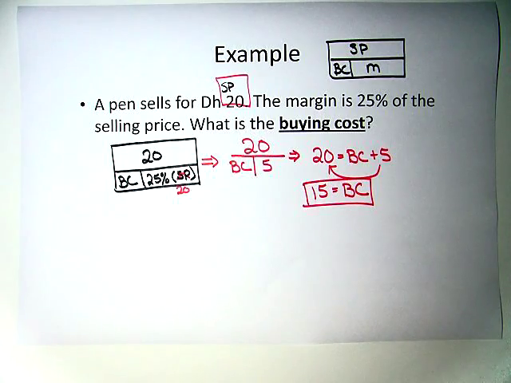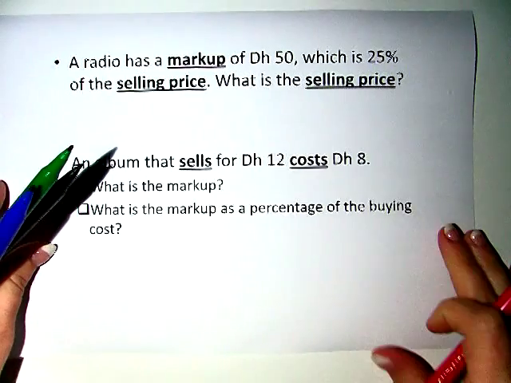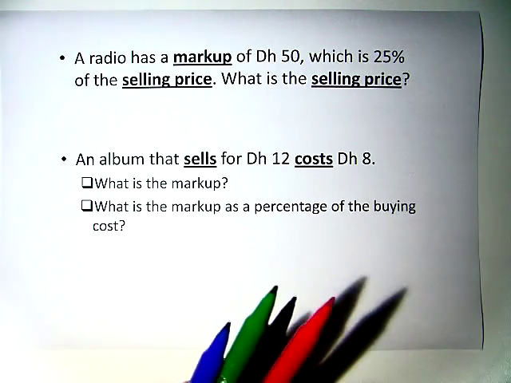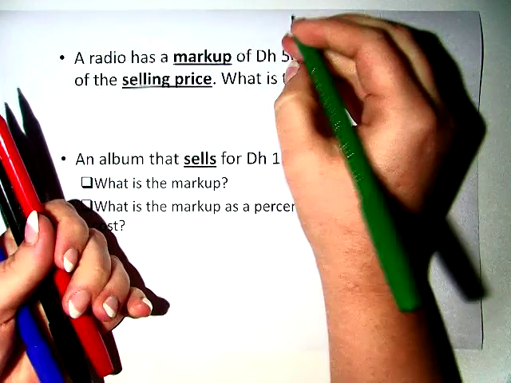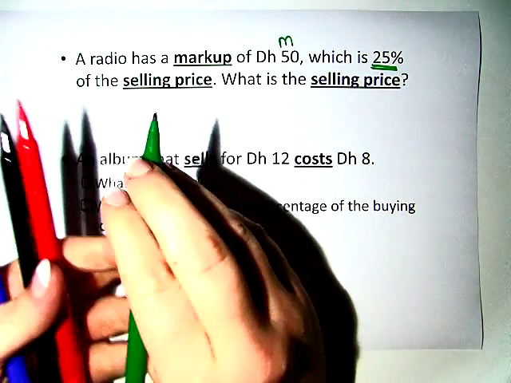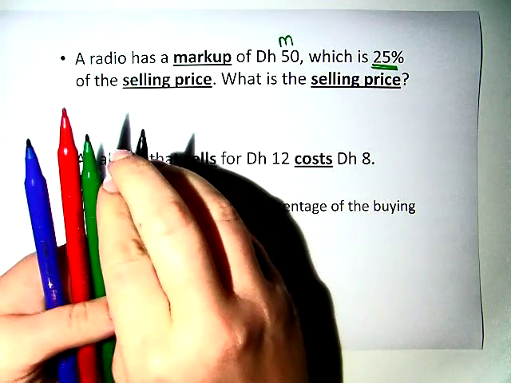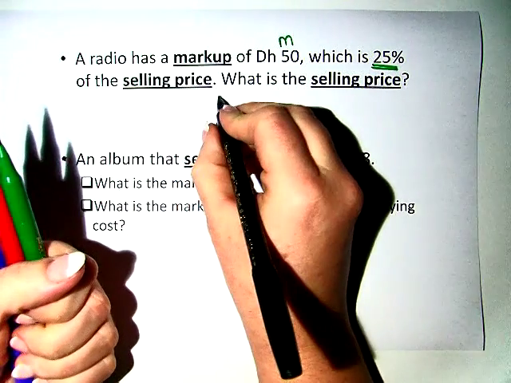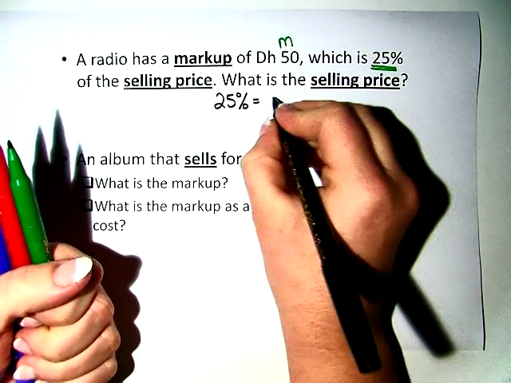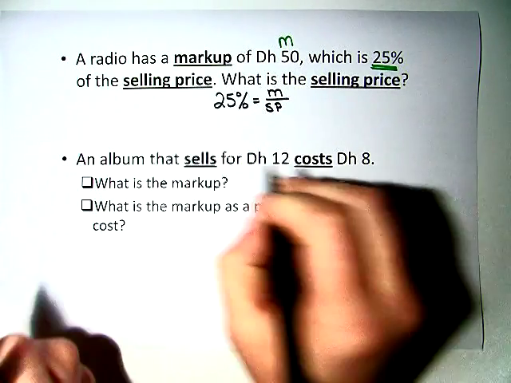Now let's try something a little bit harder. A radio has a markup of 50 dirhams, which is 25% of the selling price. Okay, so this is the markup, but now we're looking at percentage markup of the selling price. So what is the selling price? Okay, so the markup is 50, and we know that the 25% is the markup over the selling price, right?